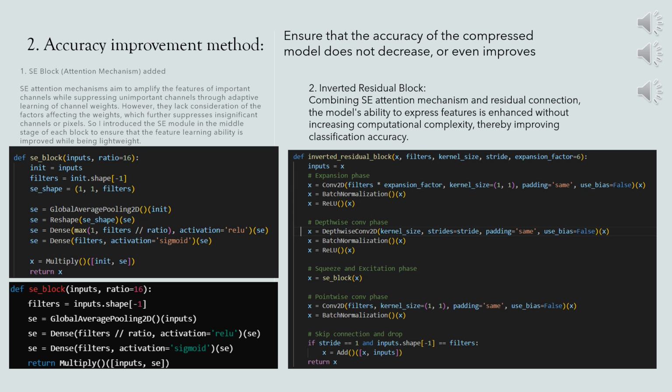For accuracy improvement, the main method I use is the SE block. The SE attention mechanism aims to amplify the features of the important channels while suppressing the unimportant channels through adaptive learning of the channel weights. However, they lack consideration of the factors affecting the weights, which filter the insignificant channels or pixels.